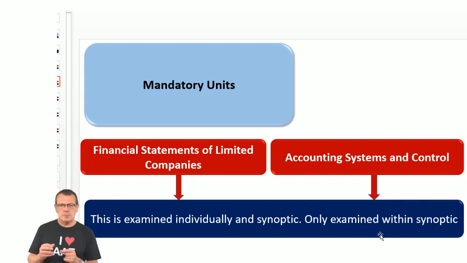Now, the accounting systems and control, hooray, does not have its own exam. It is only examined within the Synoptic assessment. There's no individual exam here. However, because it has to be examined, because it has a qualification specification, because it has learning outcomes and assessment criteria, there must be a fair amount of this within the Synoptic assessment. So you would expect to see this unit.